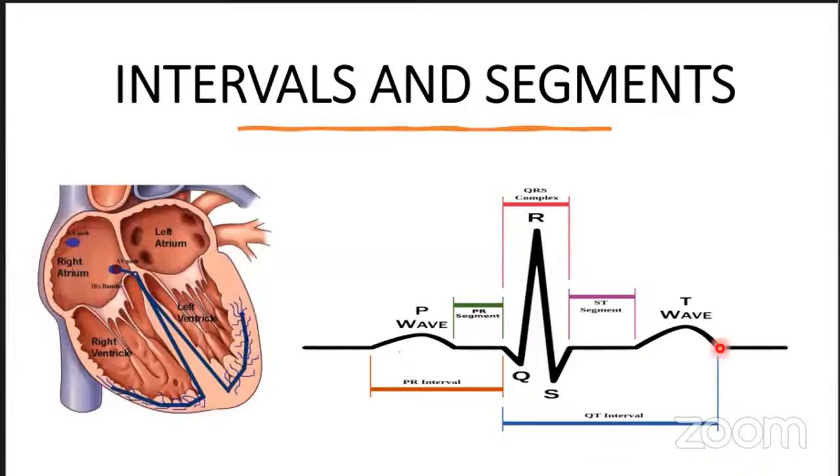So it's kind of a summary of all the time taken for depolarization of the ventricles and also repolarization of the ventricle. It represents the total activities going on within the ventricle. So that's your QT interval: the time for depolarization plus the repolarization of the ventricle.